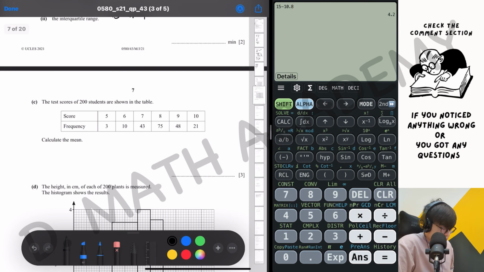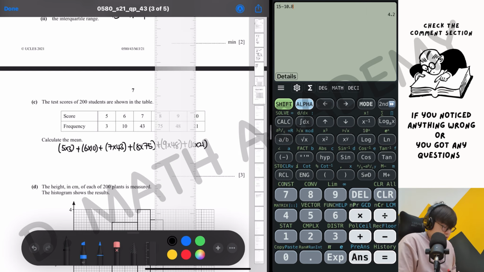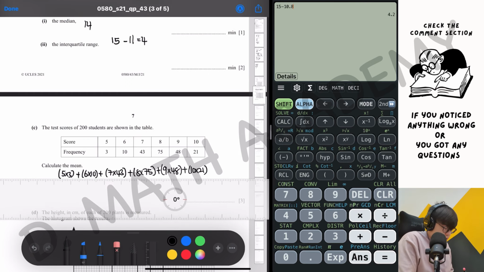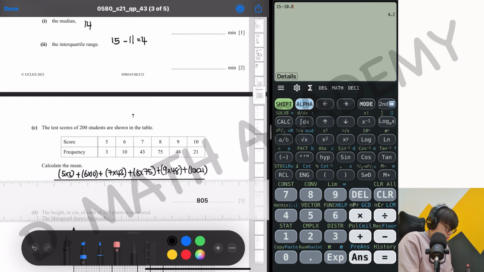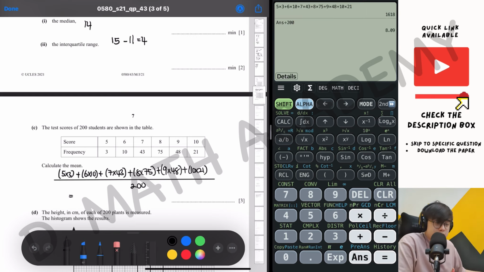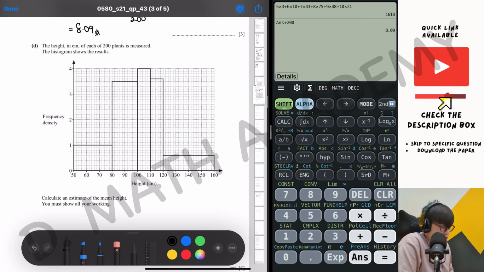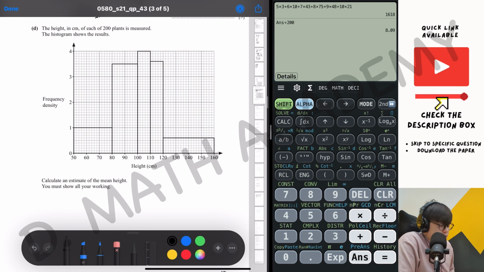Moving on, calculating the mean. So you need to take the frequency and the score multiplied together, then divide it by 200, and you should be able to get your mean. So your final answer of this should be 8.09. Okay. Then lastly, they gave you the frequency density diagram, and they expect you to trace out what's the mean here.